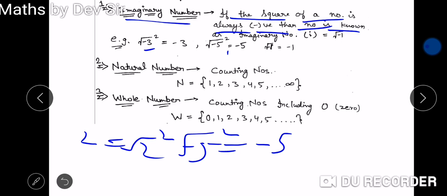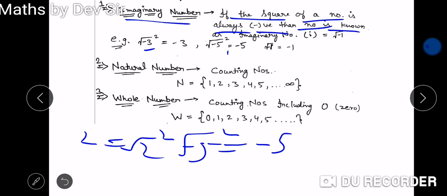In other words, we can say that any number that comes in a square root with a negative sign, that number will be an imaginary number. And I have told you that there is no value of a number with negative sign in square root.